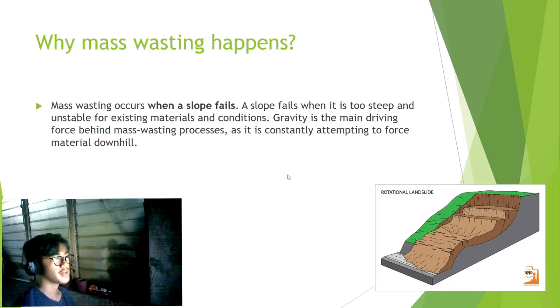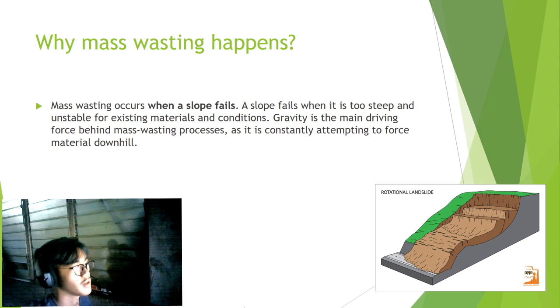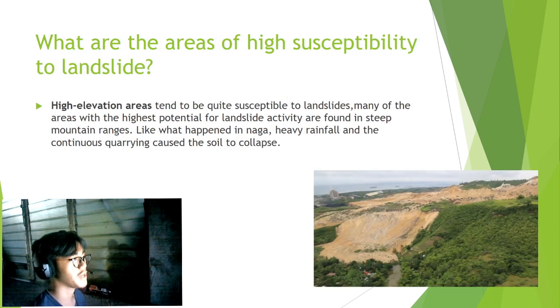Why does mass wasting happen? Mass wasting occurs when a slope fails. A slope fails when it is too steep and unstable for existing materials and conditions. Gravity is the main driving force behind mass wasting processes, as it is constantly attempting to force material downhill.